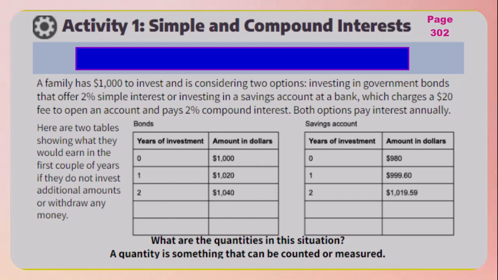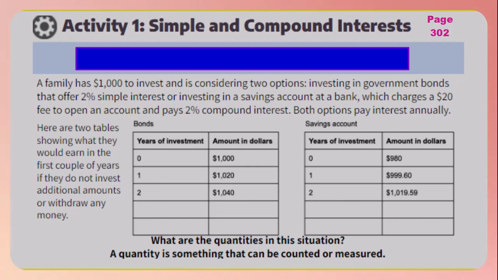A family has $1,000 to invest and is considering 2 options: investing in government bonds that offer 2% simple interest, or investing in a savings account at a bank which charges a $20 fee to open an account and pays 2% compound interest. Both options pay interest annually. Now here are the 2 tables showing what they would earn in the first couple of years if they do not invest additional amounts or withdraw any money.